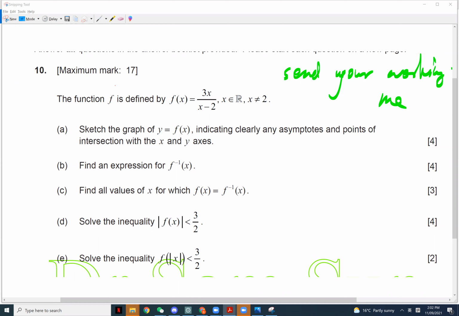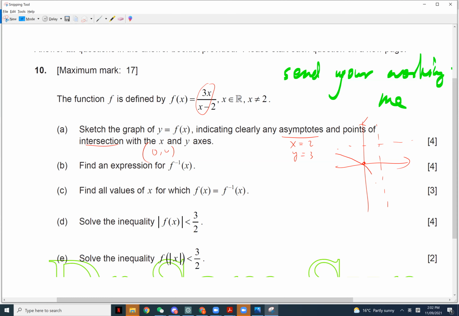First idea, first step. We need the grid. We need asymptote. X equals 2. Y equals 3. So that's how we sketch graph. X equals 2. Y equals 3. And intercept 0, 0. So we know this point.